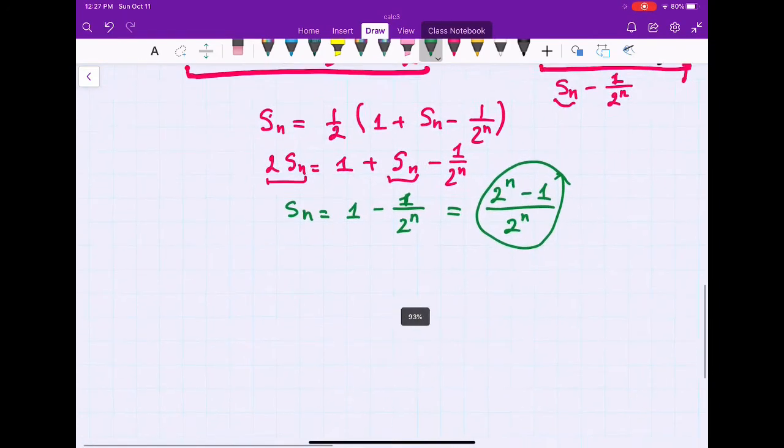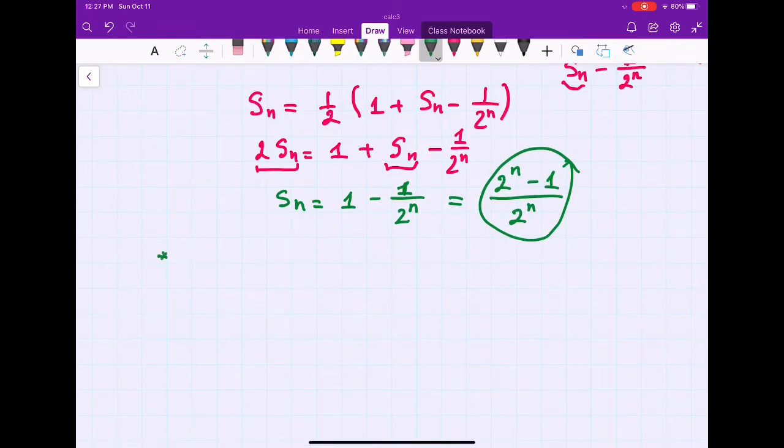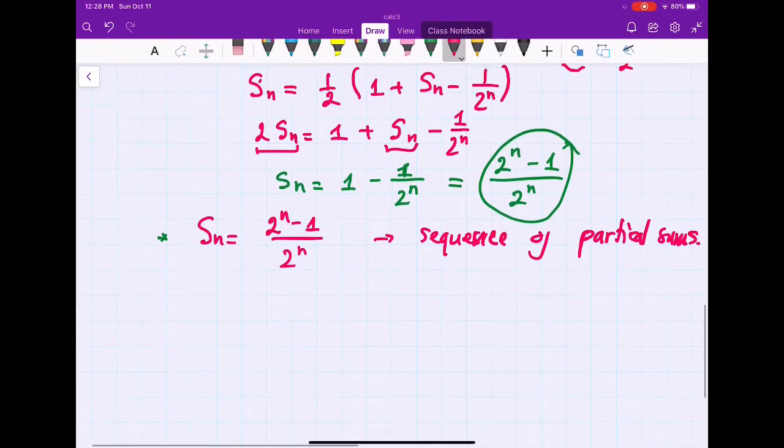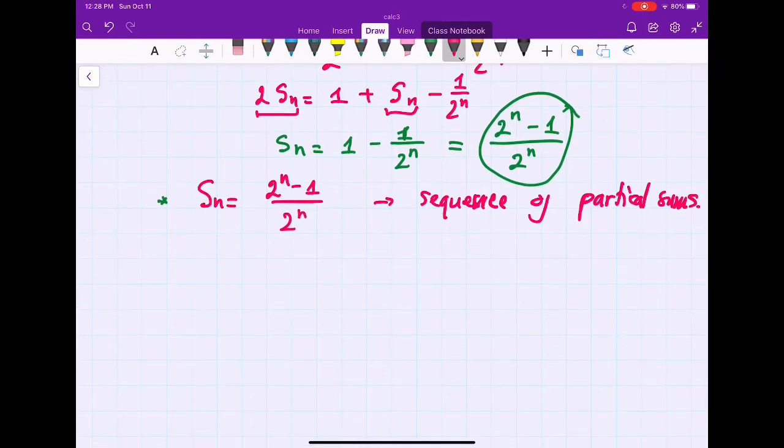All right, so the general term is, we just file this as Sn equal to 2 to the n minus 1 over 2 to the n. So this is your sequence, the sequence of partial sums. Is that correct? So you can show the convergence of series using this. Okay, so I can write like this.